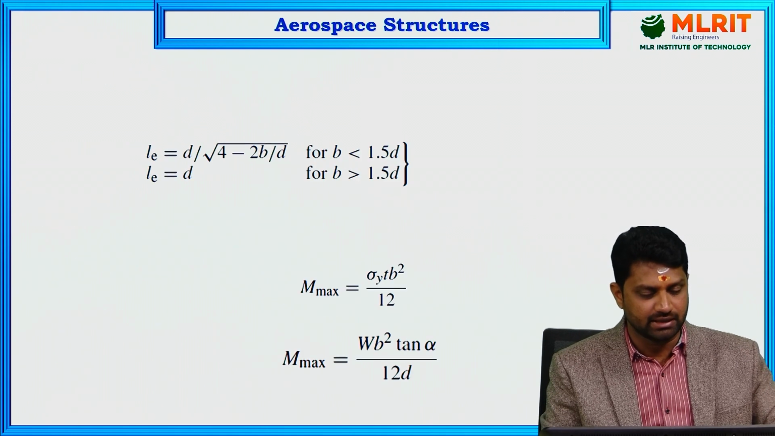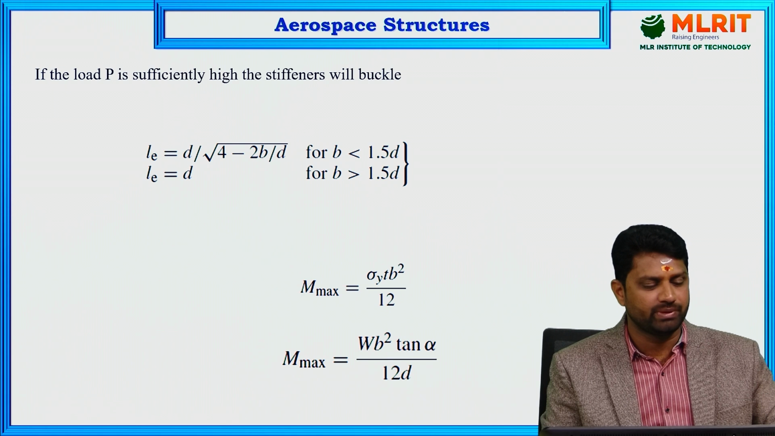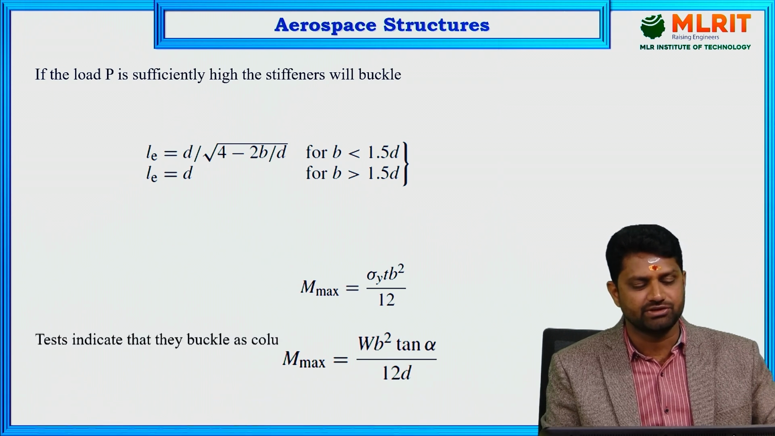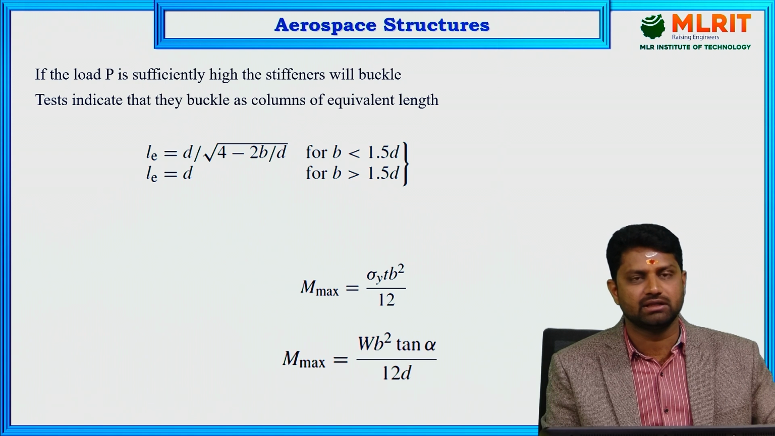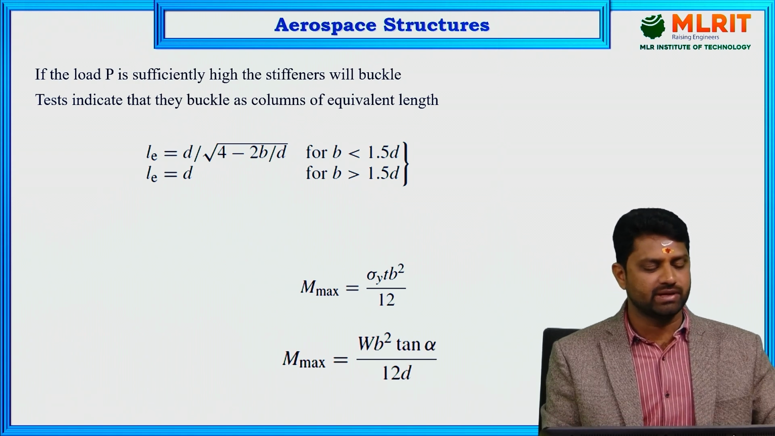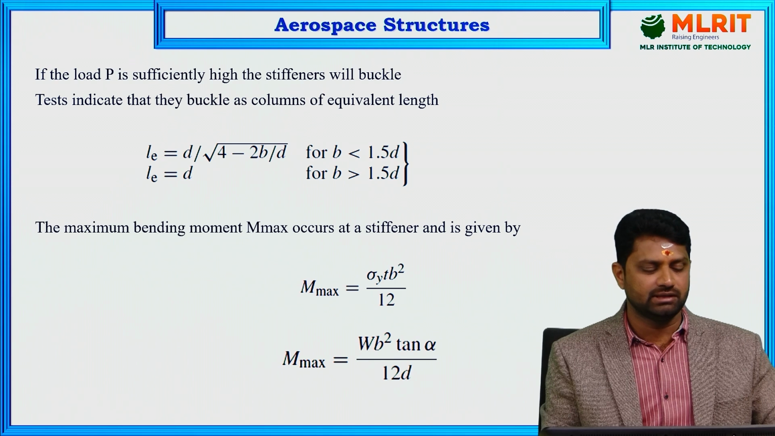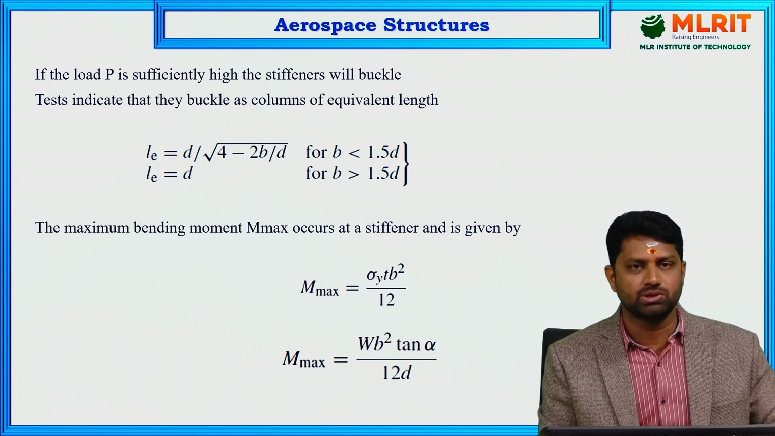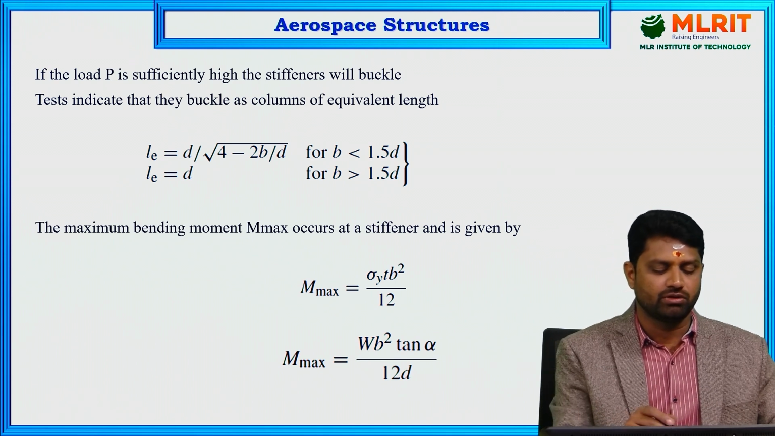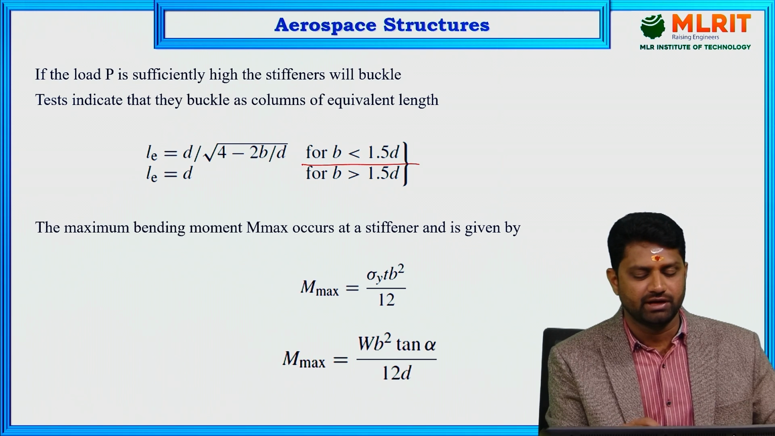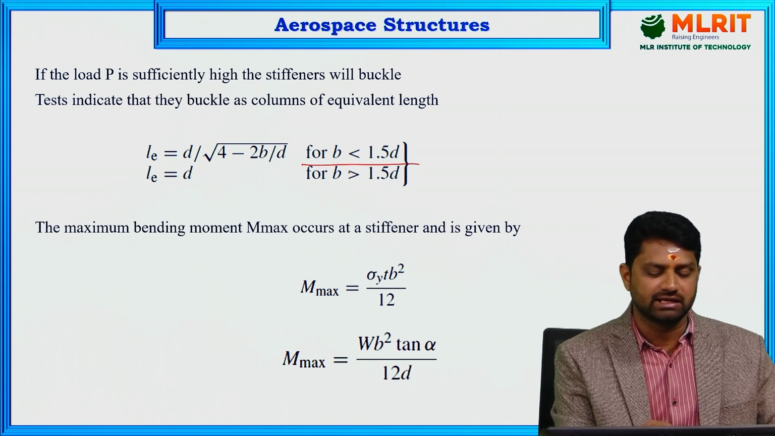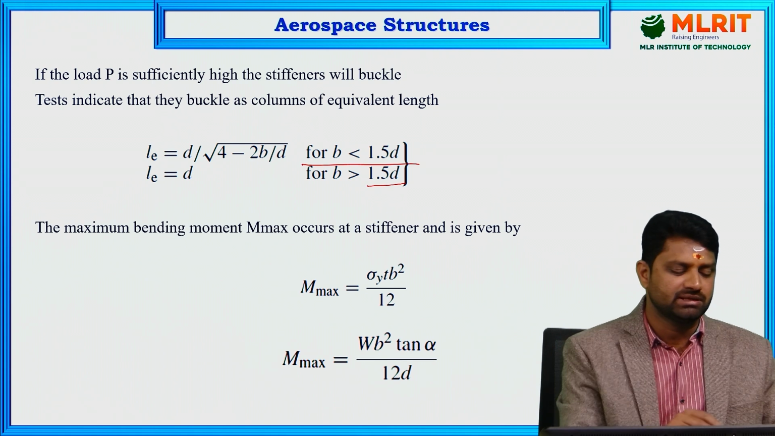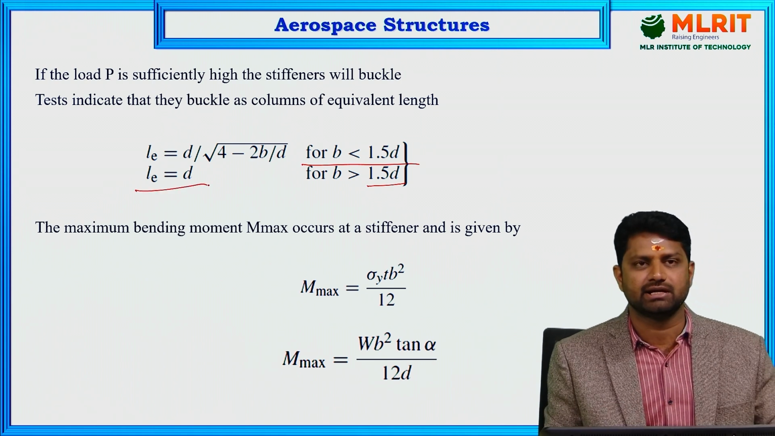And again here you can consider the load P. If the load P is sufficiently high, the stiffeners will buckle, and the tests indicate that they buckle as columns of equivalent length, given by LE equals D divided by the square root of 4 minus 2 into B by D, for the condition where the width is less than 1.5 times the depth, and if the width is greater than 1.5 times the depth, simply the equivalent length LE can be taken as D.